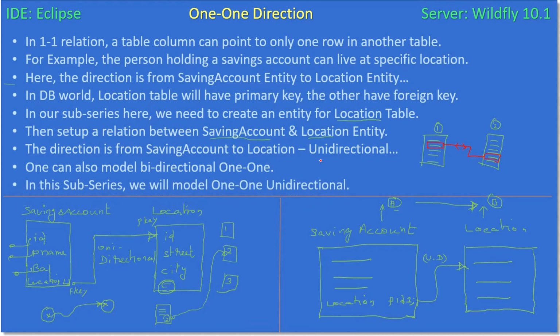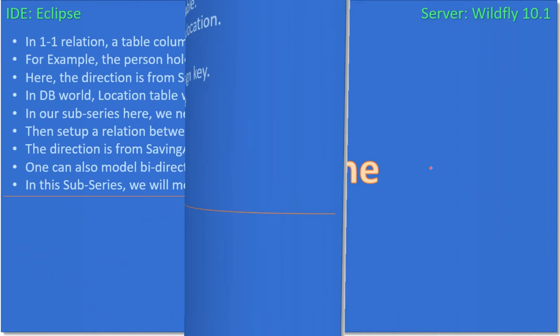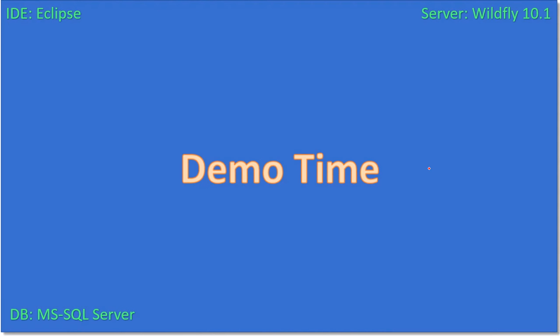Alright, in this sub-series, we will model one-to-one unidirectional. That will give you a good idea of how the relationship between two entities is established, and how the data will get persisted between these two tables or in the related table. All those things we can learn. So there is no demo in this basics of one-to-one relation video.